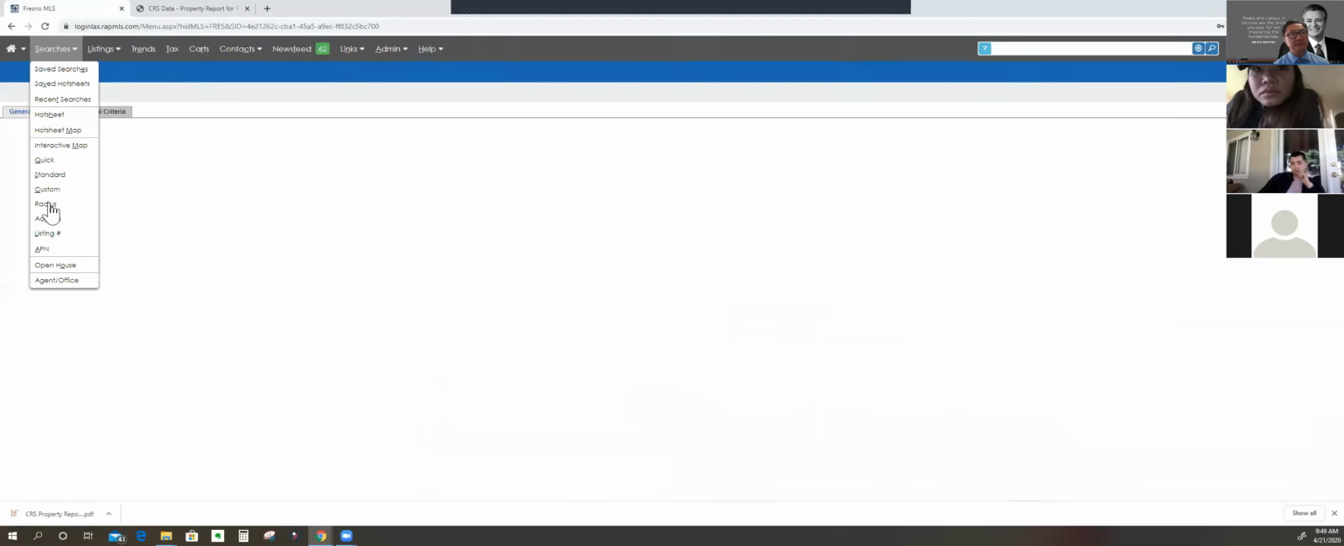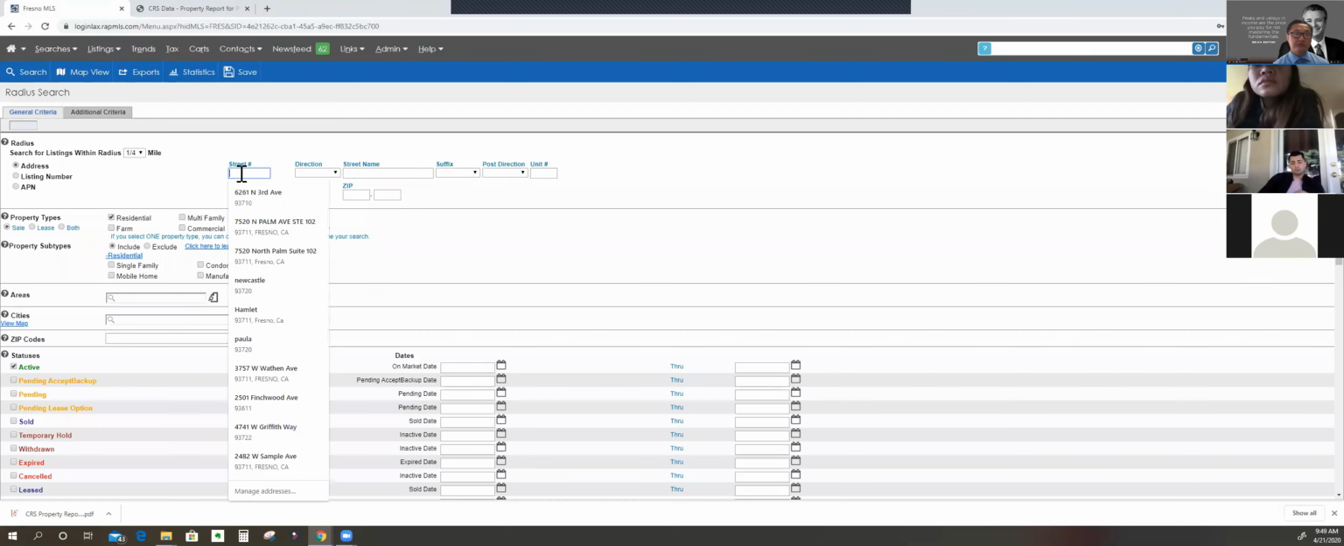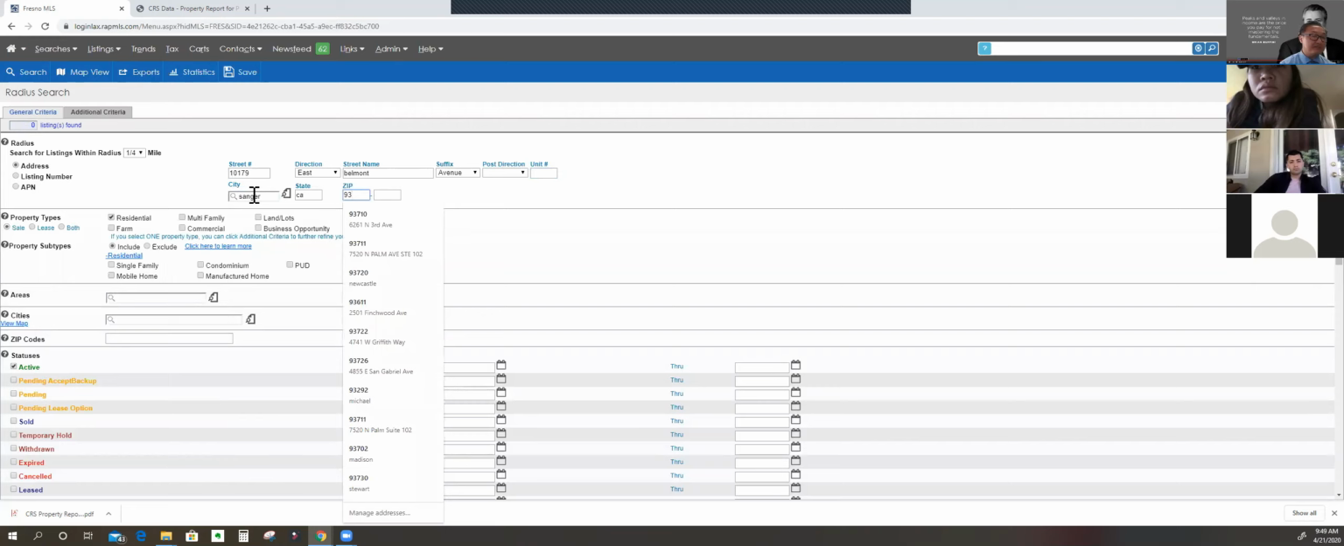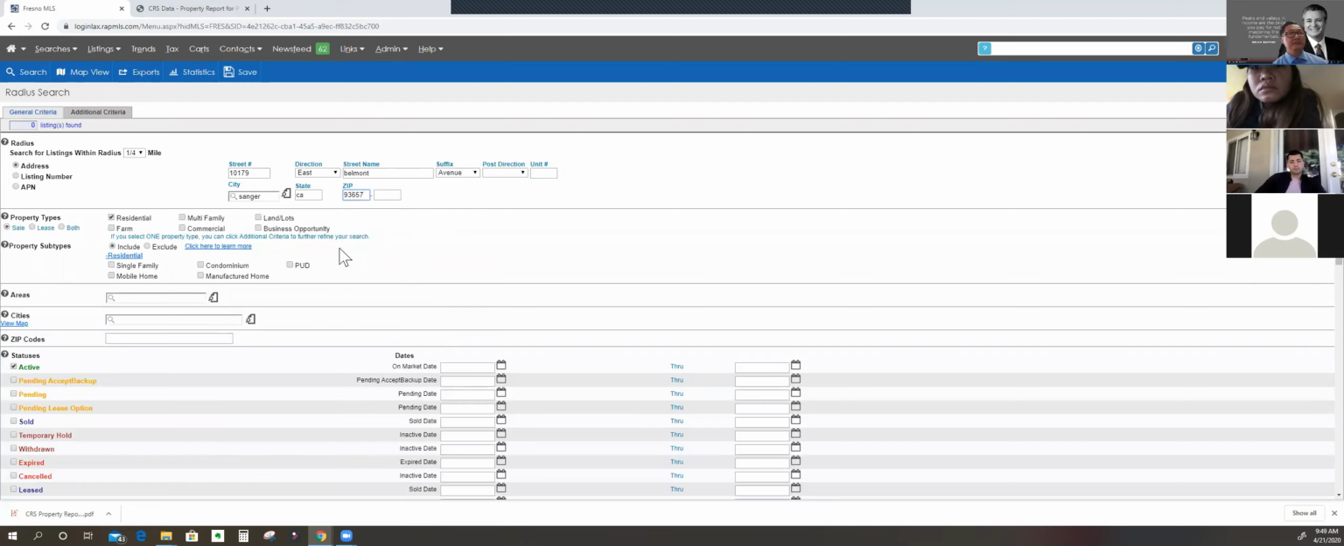Go up to search, hit the radius search, add the address for the property, and then we're going to start pulling information from there. So it's 10179 East Belmont Avenue. You do need to have the whole entire address in there, 93657. Okay, we're going to compare it to, this is a residential property, single family.